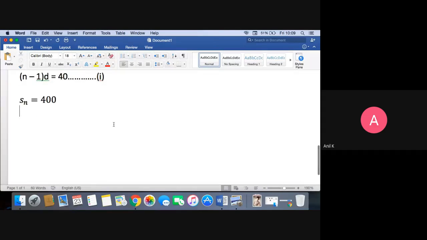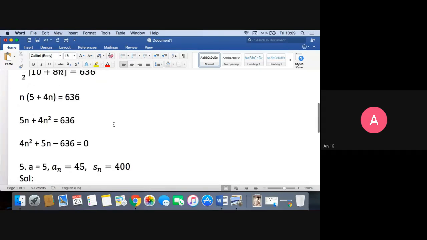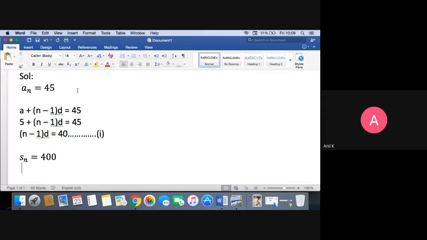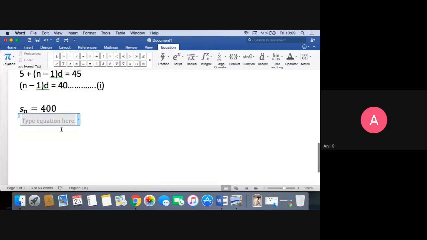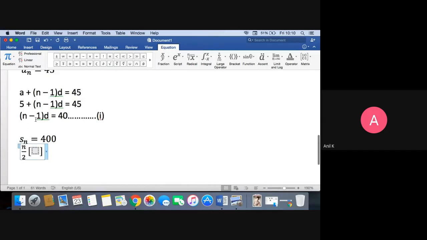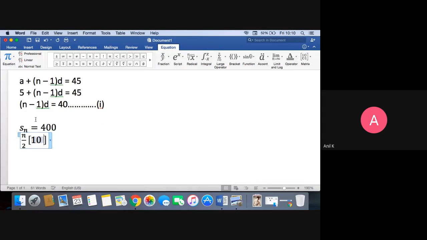So next step is we are going to write the formula of Sn. What is the formula? n by 2. Okay, let me insert the equation. The formula is n upon 2 into 2a. 2a means a value is 5, so 2 into 5 is 10. So this is 2a plus (n minus 1) into d. This is the formula, which is equal to 400.